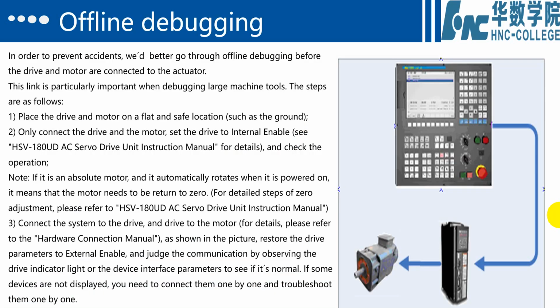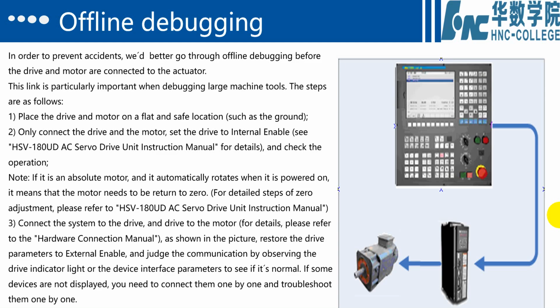In order to prevent accidents, we'd better go through offline debugging before the drive and motor are connected to the actuator. This link is particularly important when debugging large machine tools. The steps are as follows. Firstly, place the drive and motor on a flat and safe location such as the ground. Secondly, only connect the drive and motor, set the drive to Internet Enable, and check the operation.